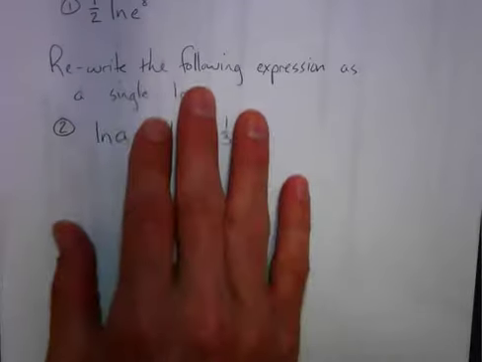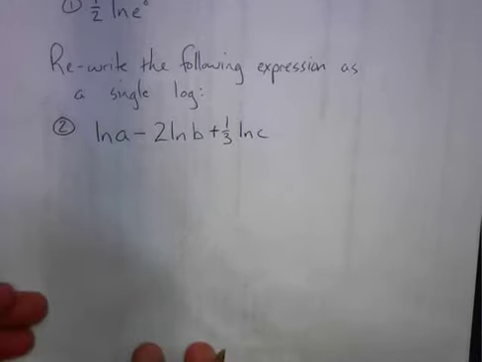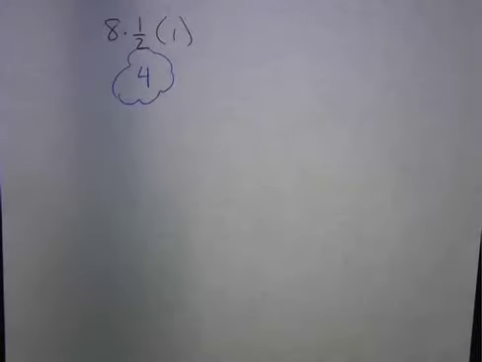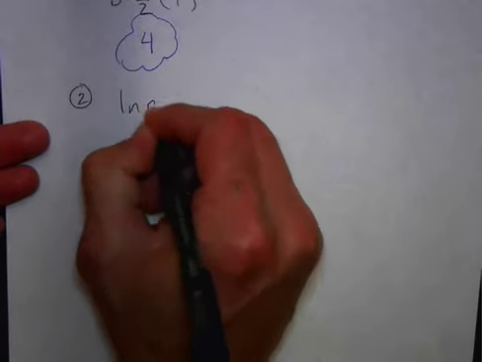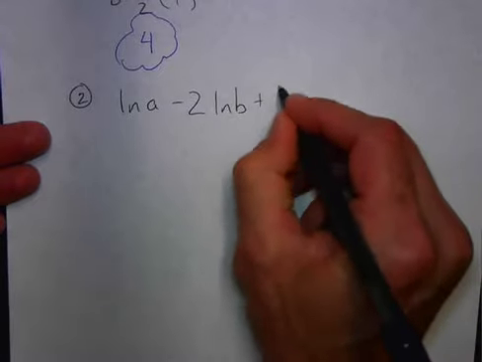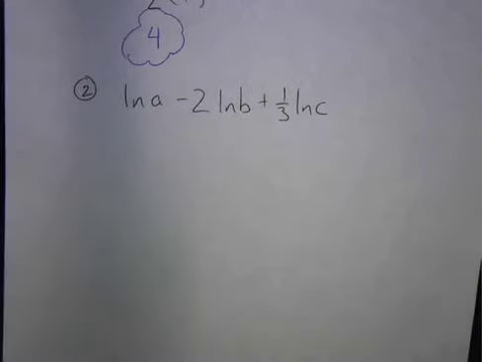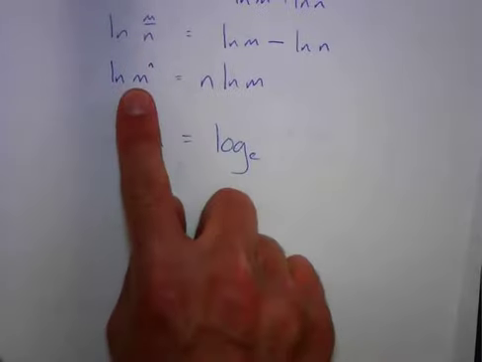If we rewrite this whole expression as a single logarithm, we're going to start compacting it. Then we can see how we can make this look nice and simple and sweet. So we look at number 2. We're going to compact this. We're going to write it as a single logarithm. We have the ln of a minus 2 ln of b, and then plus 1/3 ln of c. And then we can start using properties of logarithms. And again, the first thing that pops out at me, you don't have to do it in this order, is that third property.